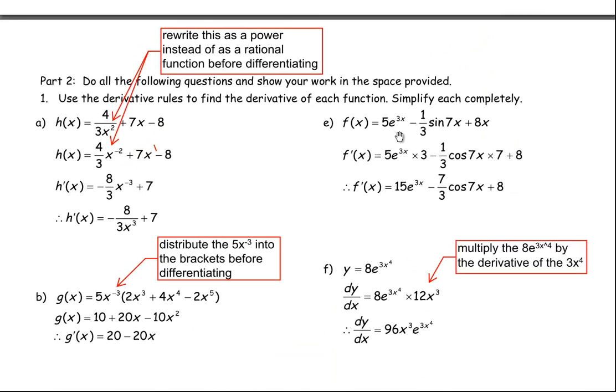For question E, we're given this function, and so to differentiate 5e to the 3x, it's the original function times the derivative of the exponent. Now the derivative of 3x would be 3, that's why we're multiplying by 3 here.